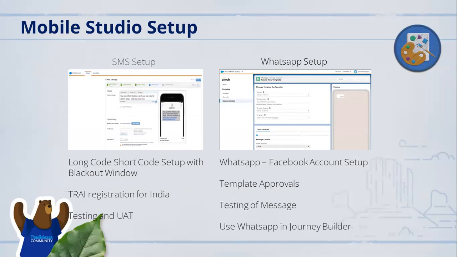With SMS, you set up your long code and short code, and set up the blackout window, a specific time when the platform doesn't allow you to send SMSs as marketing promotions to users, so that you don't disturb them. This is purely as per telecom regulations, which are different across regions. India has the TRAI regulations and certain processes and specific rules which you follow, and you set those up as a part of the SMS setup.